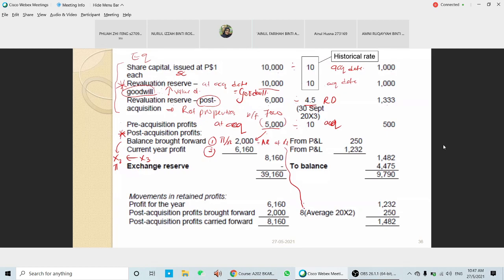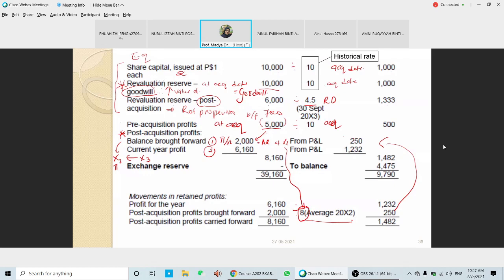So here you're going to have 250. How are you going to calculate this one? 2 million divided by the average rate X2. Why are you using the average rate here? Because this profit comes from your income statement item, and for income statement items, you use the average rate. So you're going to have 250.